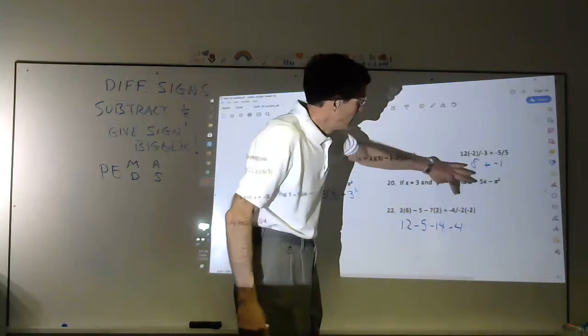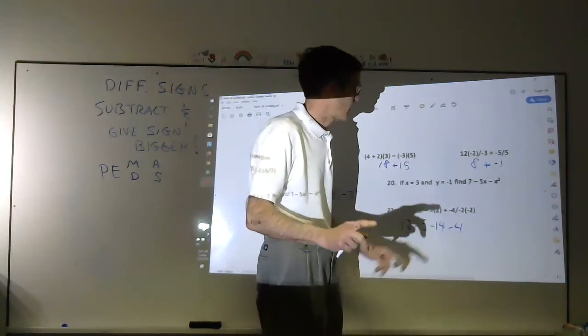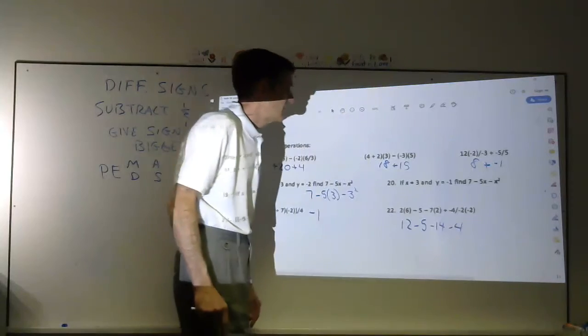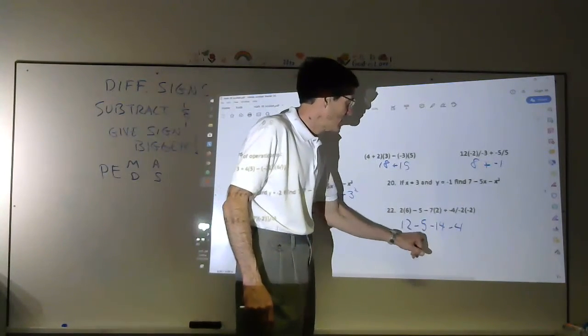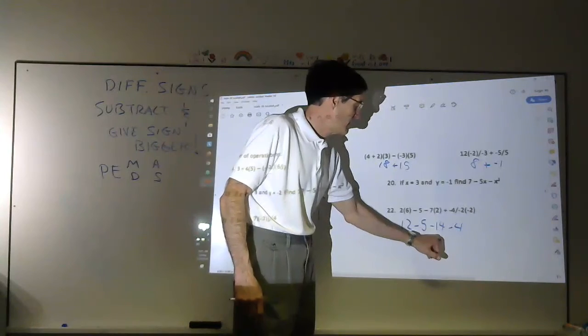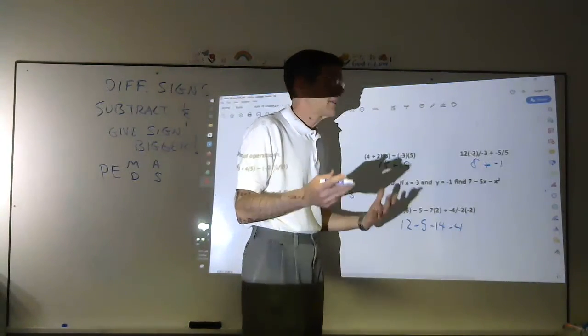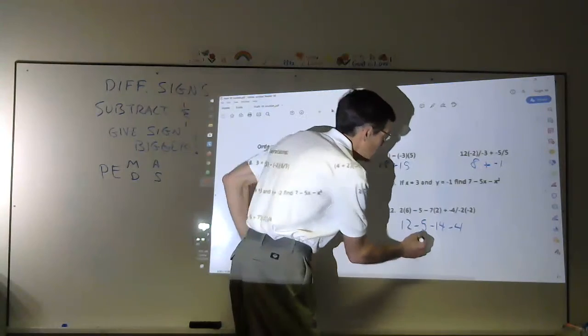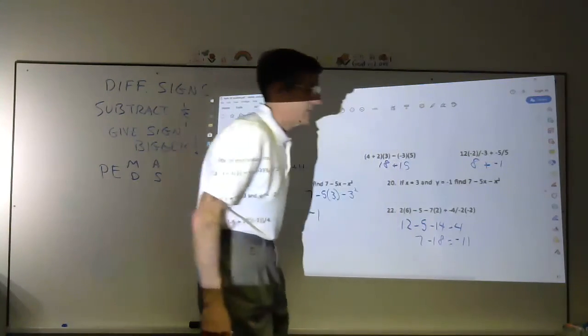I'll do that again. 4 divided by 2 is 2. 2 times 2 is 4, but there's 3 negatives, makes it a negative 4. So I don't care how you do it. 12 minus 5 is 7, and that's a negative 18. So a 7 and a negative 18, you would subtract and give it the sign of the biggest. 7 and negative 18 should be negative 11.